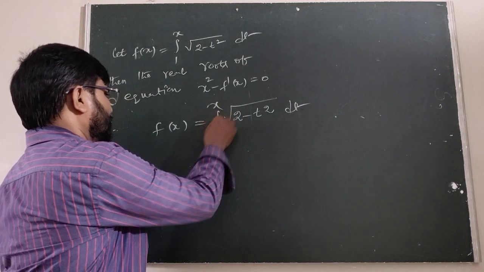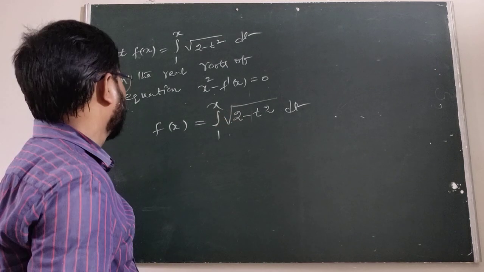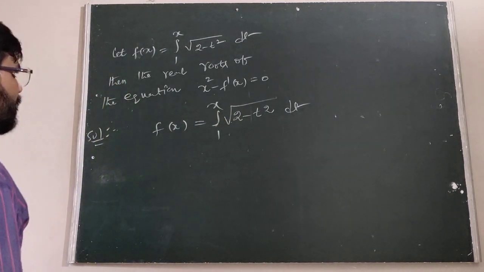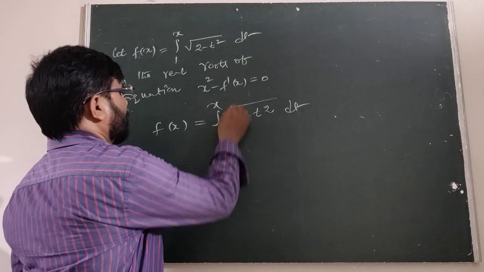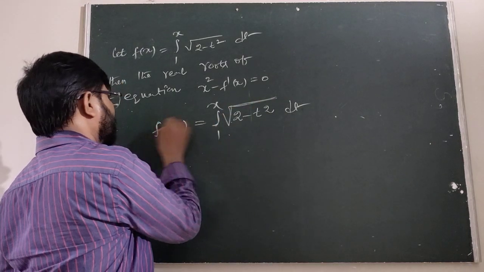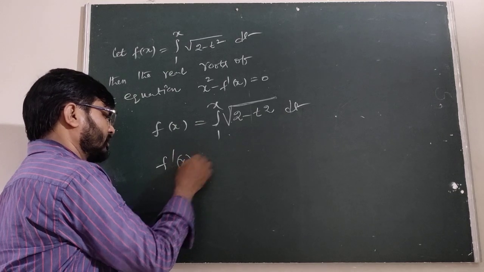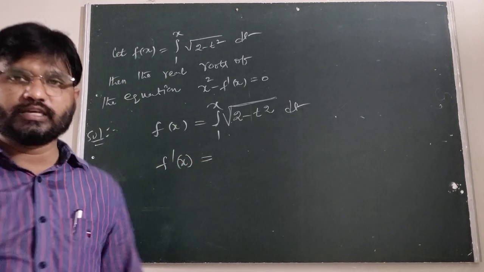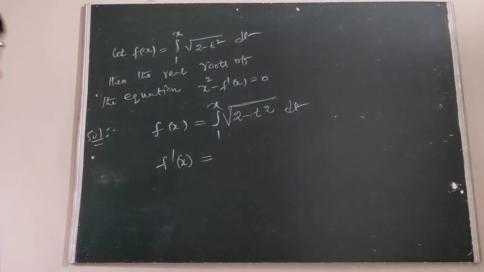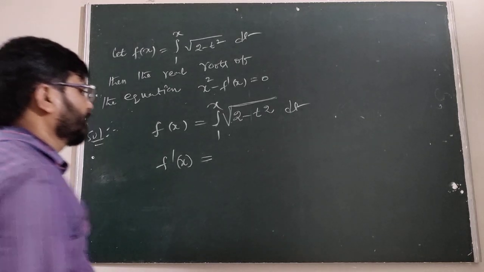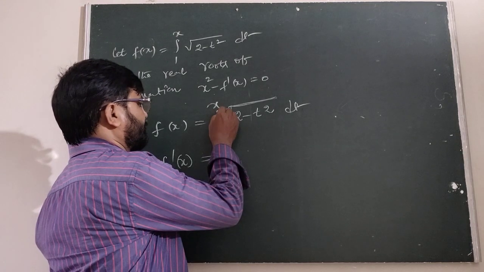That means differentiating here. So how to differentiate? When we differentiate on both sides, we get f dash of x. After that, it is integral and this one is cancelled.